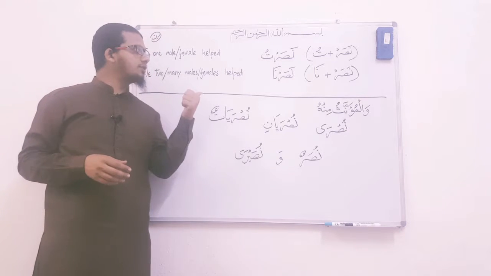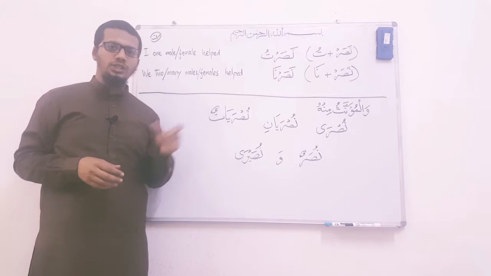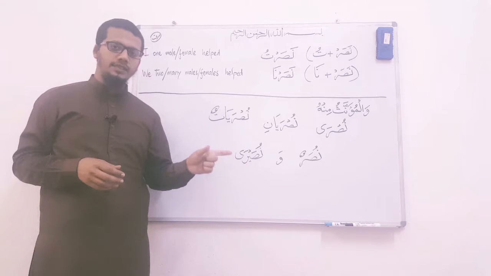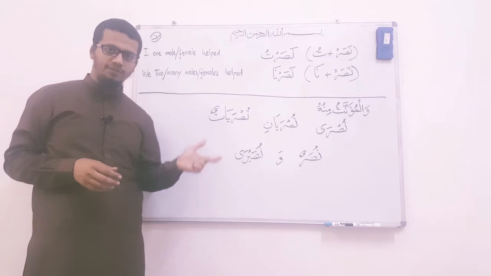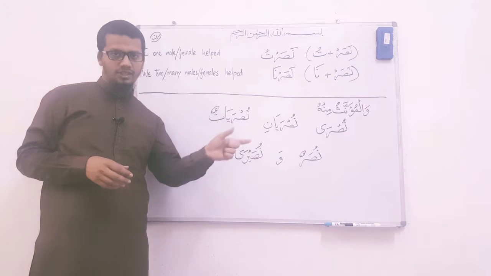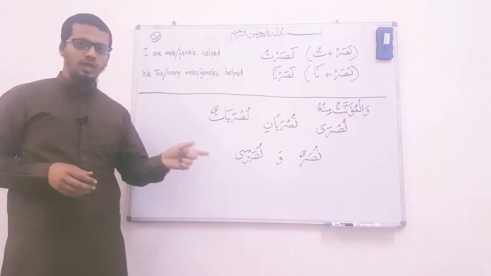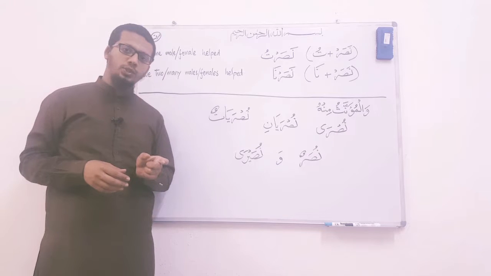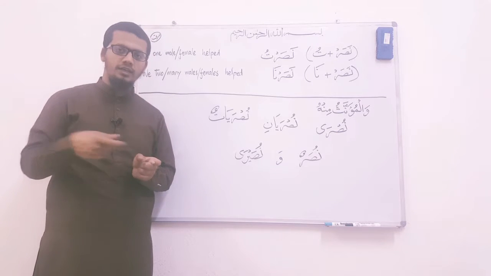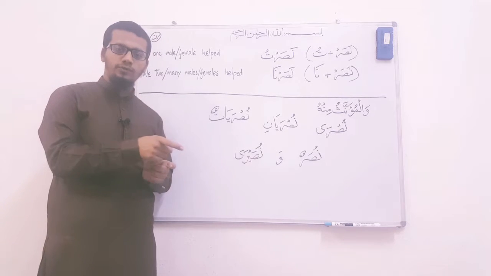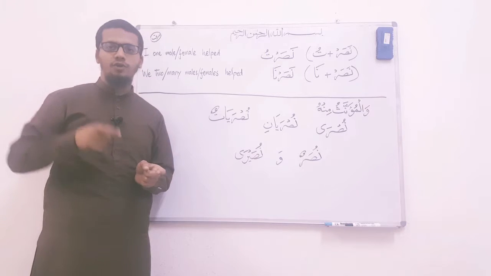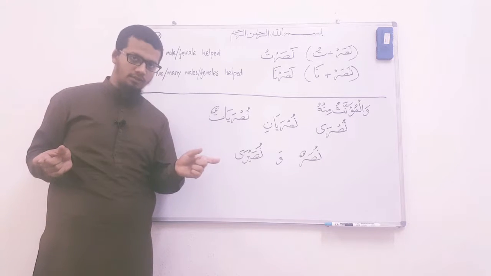And the method to make this is that you need to take the wahid muzakkar ghaib sigha of the same sarf kabir, which is nasara in our case. You have to take that. You have to make sure that you remove the fatha on the ra and you put a symbol of sukoon, and it will become from nasara, nasar.